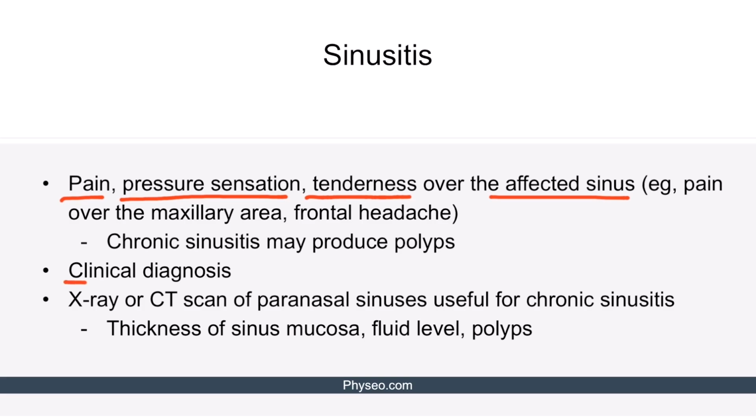Sinusitis is generally a clinical diagnosis. However, to confirm, an X-ray or CT scan of paranasal sinuses can be done. This is particularly helpful to confirm and evaluate chronic sinusitis. On imaging, sinusitis is seen as thickness of sinus mucosa with a fluid level. Polyps will also be seen if present.